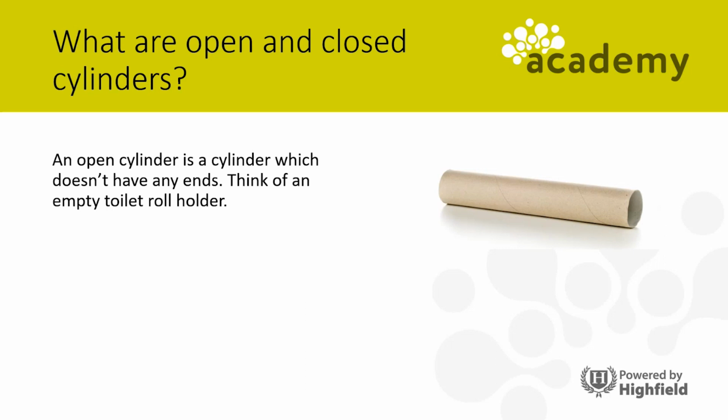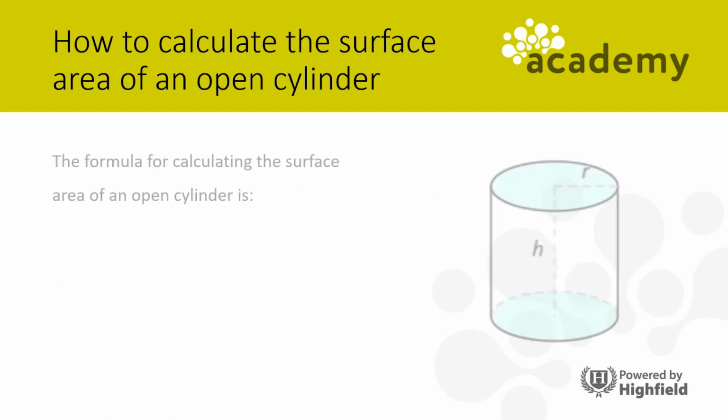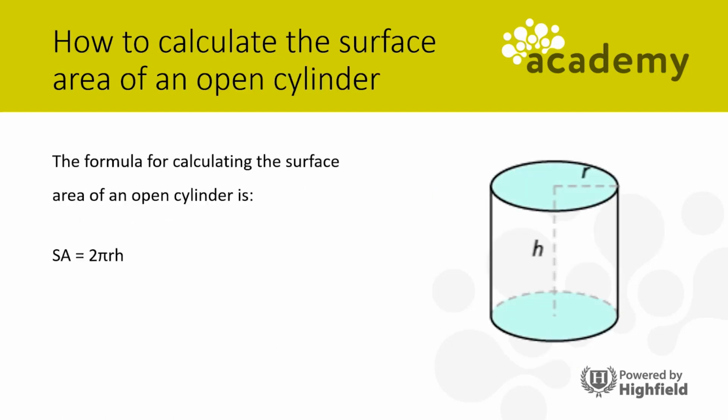An open cylinder is a cylinder which doesn't have any ends. Think of an empty toilet roll holder. Whereas a closed cylinder is a cylinder which has ends on both sides. And in this case, you can think of an unopened can, for example, soup. Well, the formula for this is 2 pi RH.